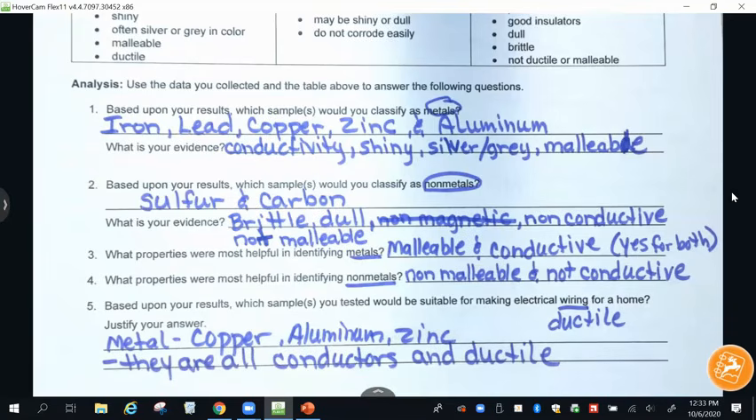Ductile sounds like a Pokemon name. Doesn't it sound like a Pokemon name? It does not. Ductile.